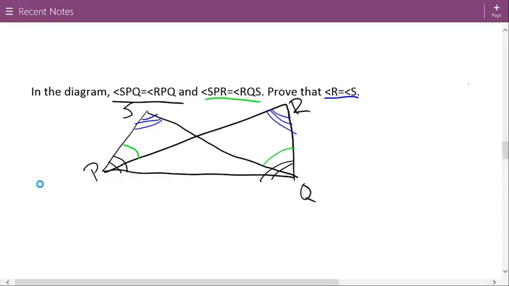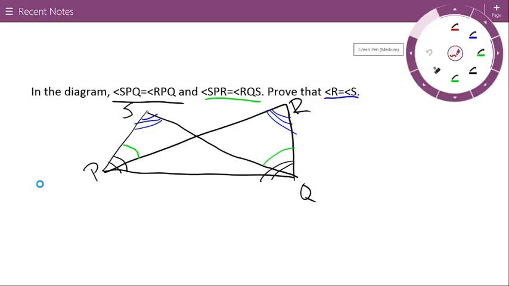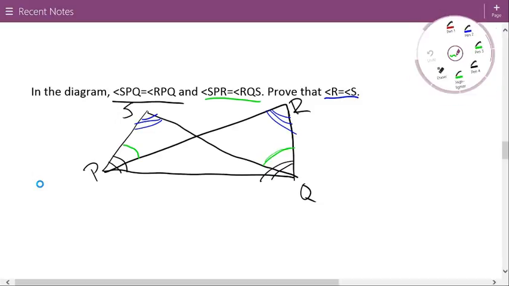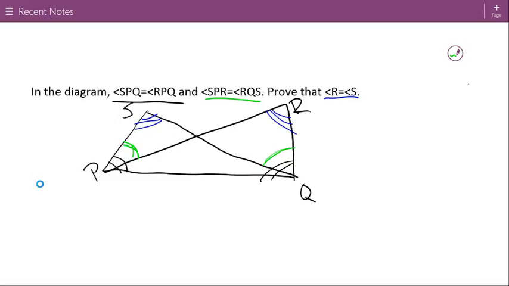And angle SPR is equivalent to RQS, these green parts. So we know that. So with that information, we need to find out why or how or if angles R and S are equivalent. With this information, the book states that the first thing you're going to want to do is probably redraw this diagram because they're overlapping, because we're really only concerned with this angle and this angle.